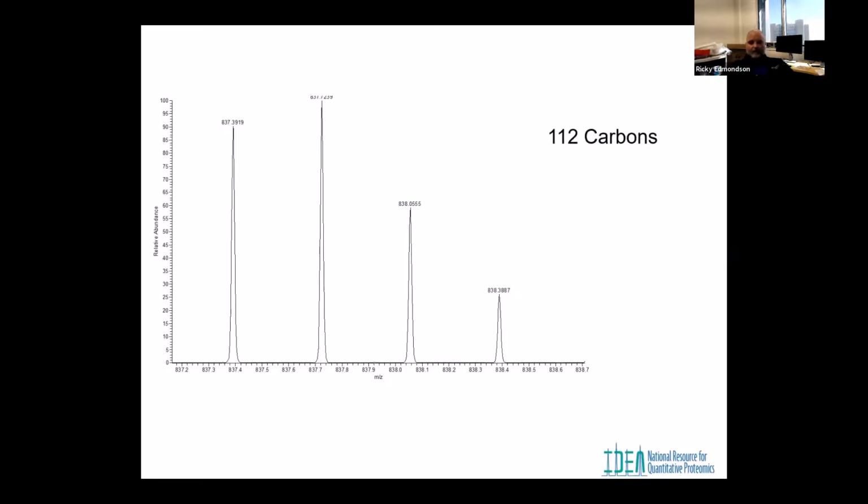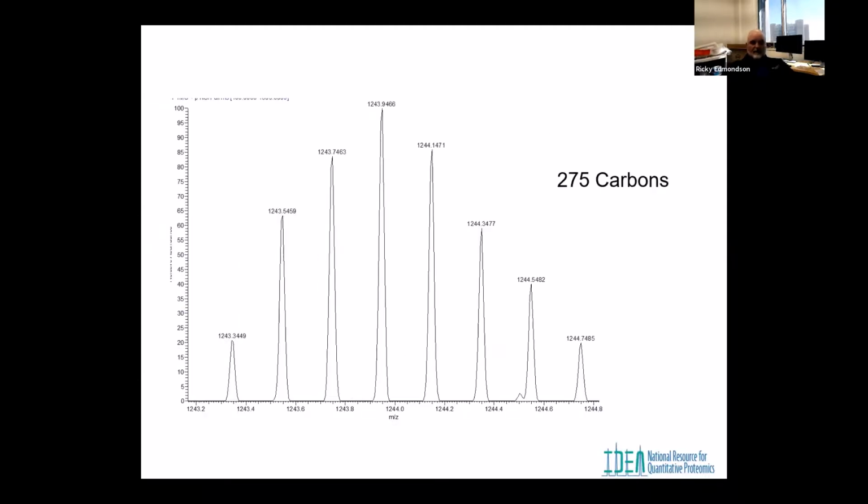As you get longer and longer peptide chains, so once you string together 112 carbons, now the most intense ion is that second peak, that second isotope. If you get even bigger, so this is one with 275 carbons, now it's the fourth isotope that's the most abundant. I just show this to show a little bit of the complexity, and also the power, the resolution of these instruments, so that we can separate out individual isotopes in the mass spectrometer. But it actually gets even more impressive than that.